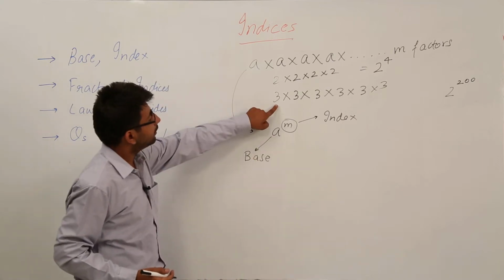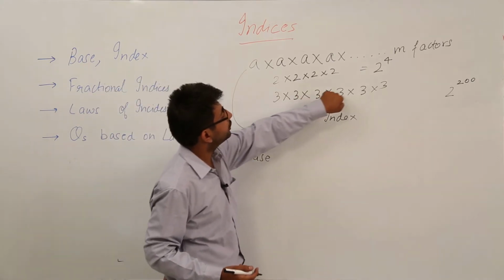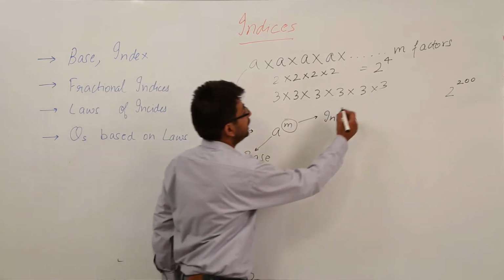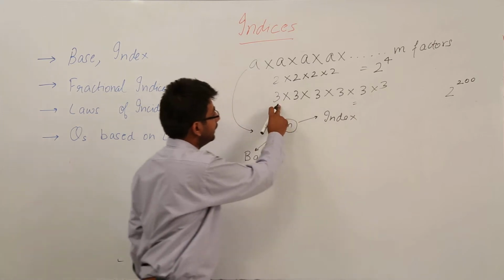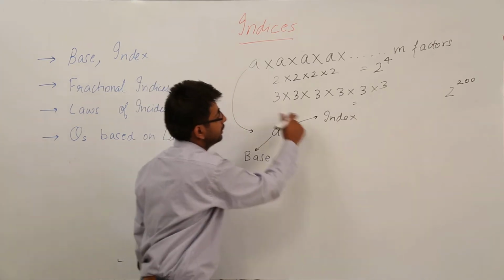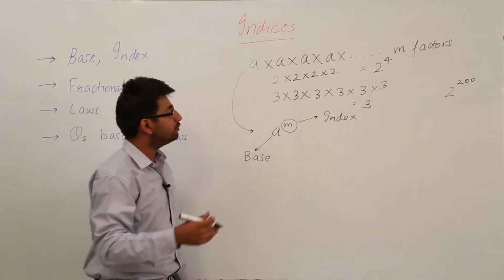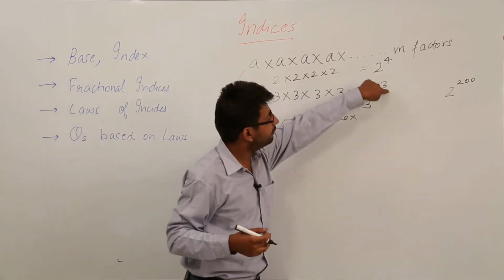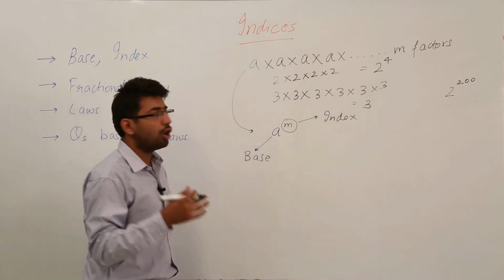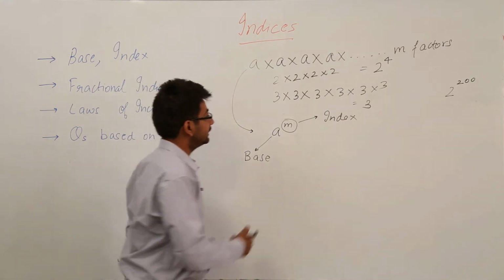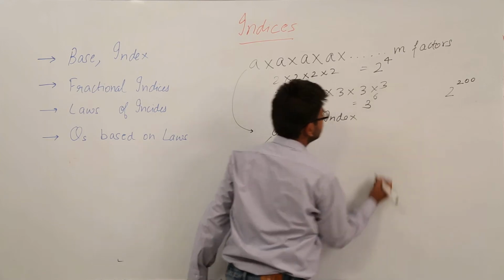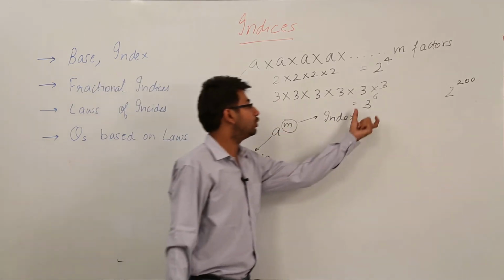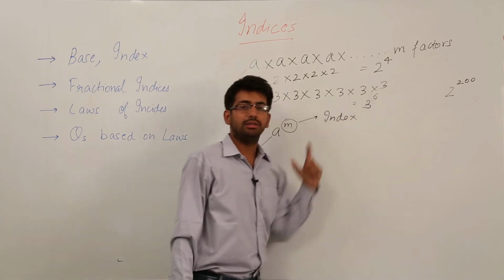For example, this statement: 3 into 3 into 3 into 3 into 3 into 3. Here the base is 3 because a is 3. And how many times are we multiplying 3 with itself? It is 1, 2, 3, 4, 5, 6. Therefore, the power or index, or m, is equal to 6. That means this mathematical expression can also be represented as 3 raised to power 6.